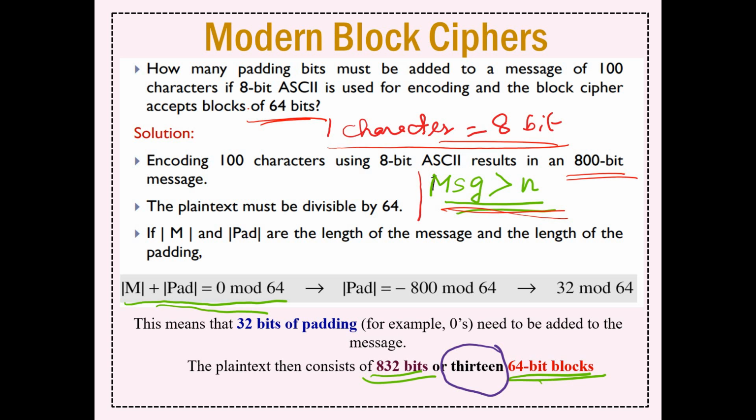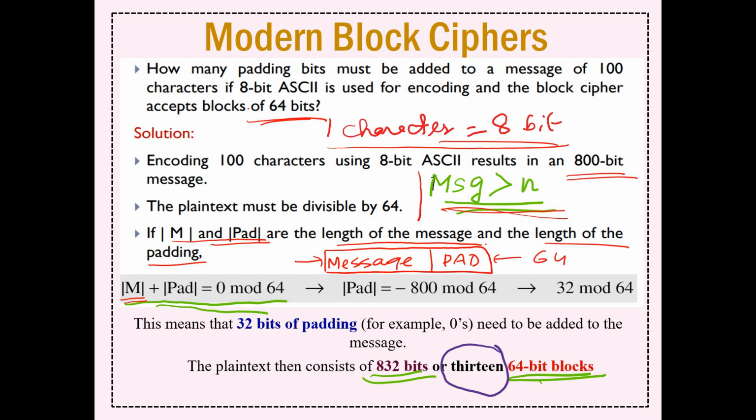So what we have to do is we have to add an equation. So the equation is very simple. M mod. This mod indicates the length of M. So you can see M and pad are the length of the message and the length of the padding. So basically you have a message. If I draw it this way, suppose this is my message and this is my padding. Alright, so this together should be of 64 almost. That's what the idea is.